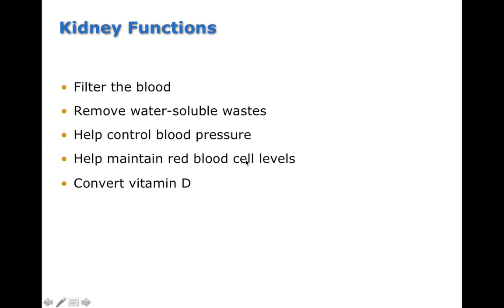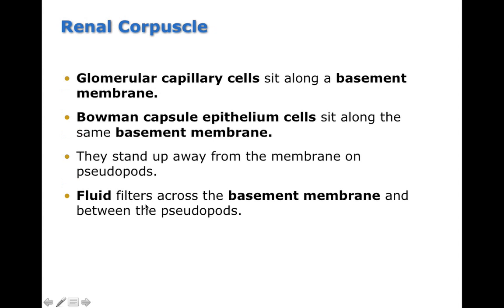Like the kidneys can release erythropoietin to regulate red blood cell levels. We know the kidneys release renin to regulate blood pressure and also helps to convert vitamin D to regulate blood calcium levels. So this process of filtration just occurs at the renal corpuscle. And the renal corpuscle is going to be essentially a place where the nephron surrounds the glomerular capillaries. And these glomerular capillary cells sit along a basement membrane that acts as a filter.